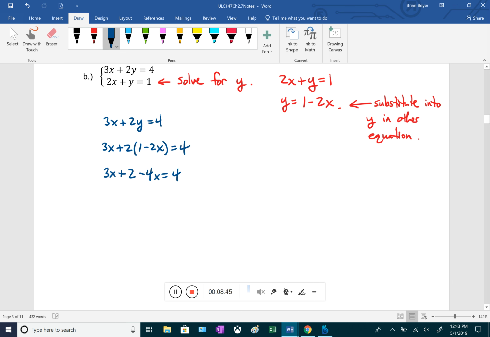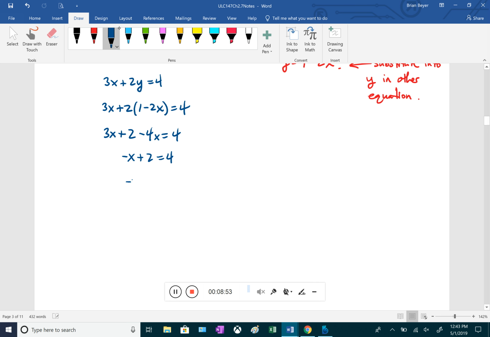First we have to distribute the 2, so we get 3x plus 2 minus 4x equals 4. And combine like terms on the left, 3x minus 4x gives us negative x, so negative x plus 2 equals 4. Subtract 2 on both sides, negative x equals 4 minus 2. So 2, and then we have to divide or multiply both sides by negative 1. That gives us x equals negative 2.